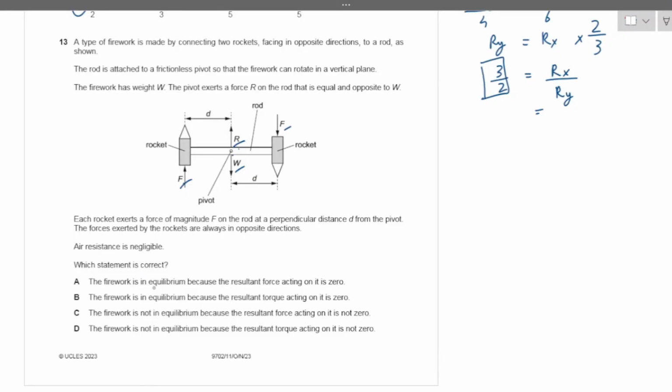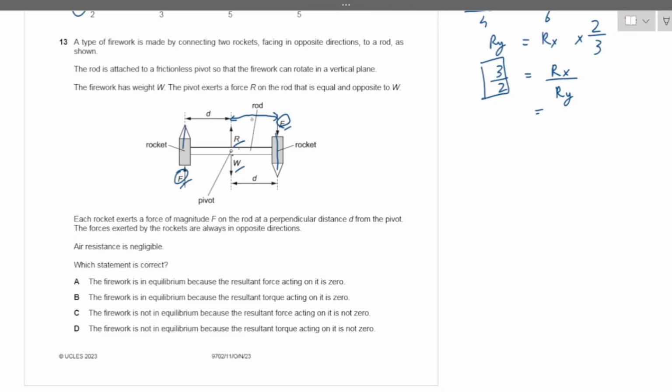Right, let's see. The firework is in equilibrium because the resultant force acting on it is 0. Well, that is half the truth. The resultant force acting on this rocket is in fact 0, that's right. But you have these forces over here, and these forces are acting at a perpendicular distance. They are literally giving us the hint that these are two equal forces that are always acting in opposite directions. So the lines of action are never going to meet each other. Most importantly, there's a perpendicular distance between them.